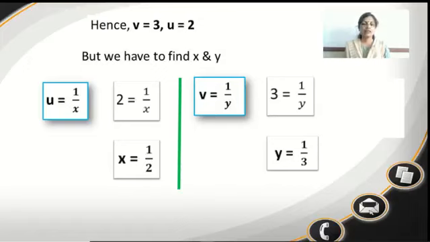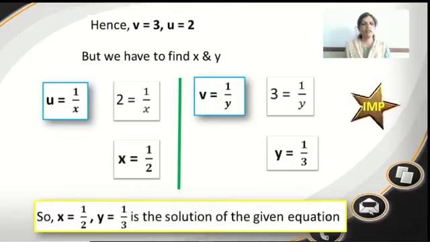And children, this is called resubstituting the values, which is a very, very important step. And in a hurry, while solving the sum, you forget this. You end up your sum at v is equal to something and u is equal to something, and then you forget to find the values of x and y. So do not forget this. Resubstituting the values of v and u is an important step. Alright. So x is equal to 1 by 2 and y is equal to 1 by 3 is the solution of the given equations. Alright. So moving to the next sum.